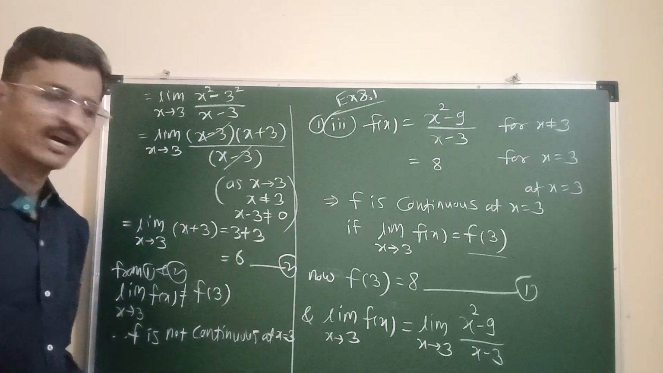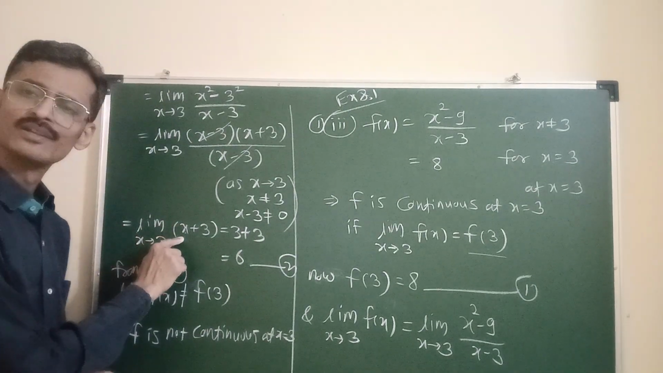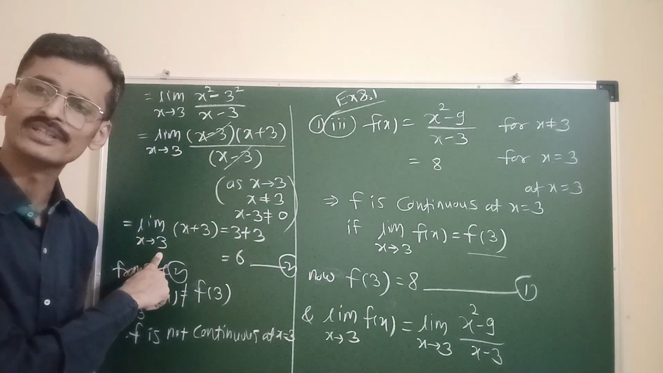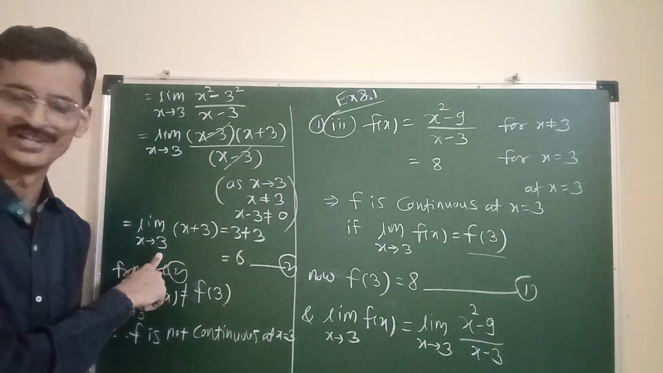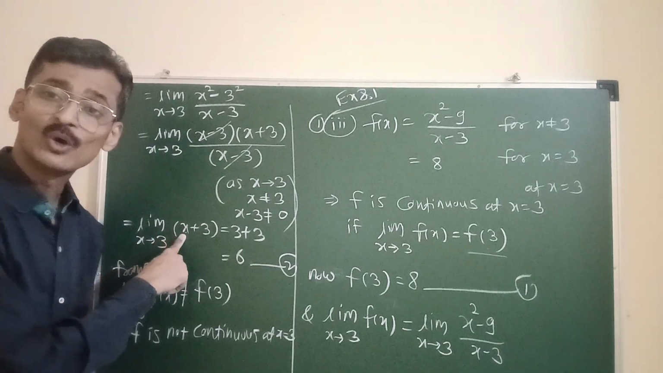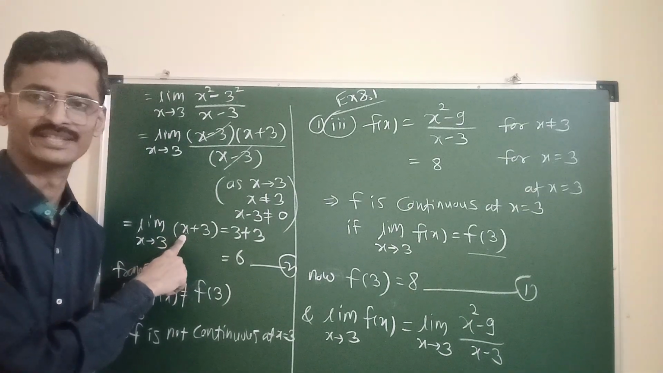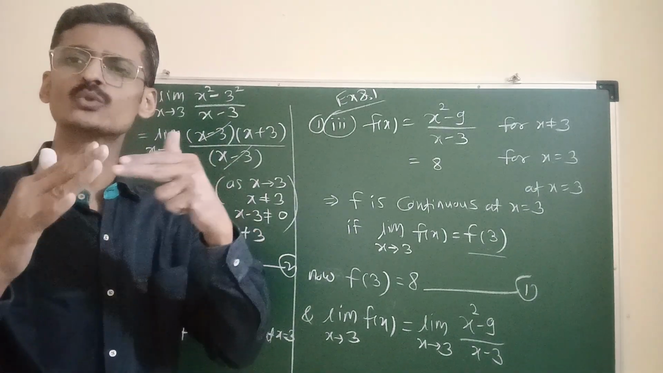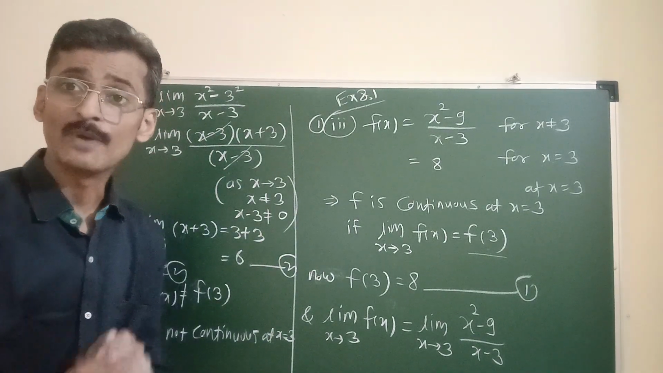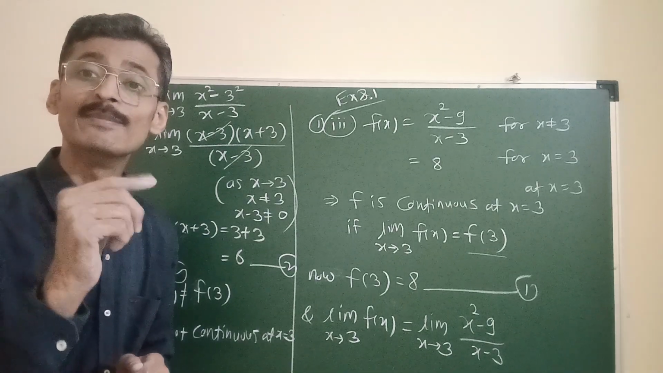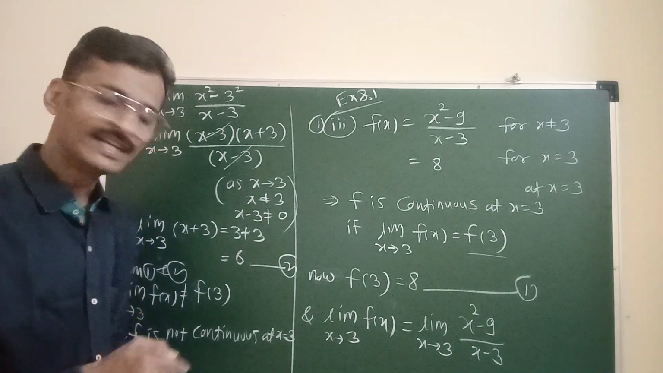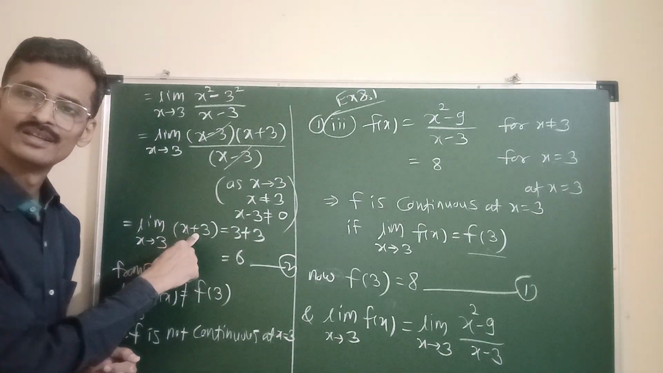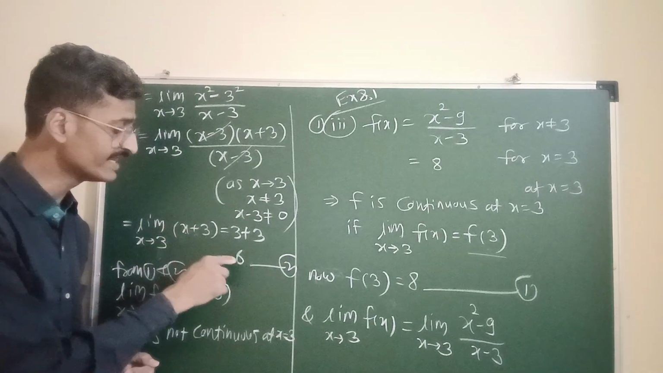Now here think on this. Why do we write x is equal to 3 when x is not equal to 3? That is a general question of students. x is not exactly equal to 3, but by the definition of limit, x is very close to 3. So to find the value of the function, value means what? Limit of the function. We write x is equal to that given value, that is 3. So the limit of this function is 6.